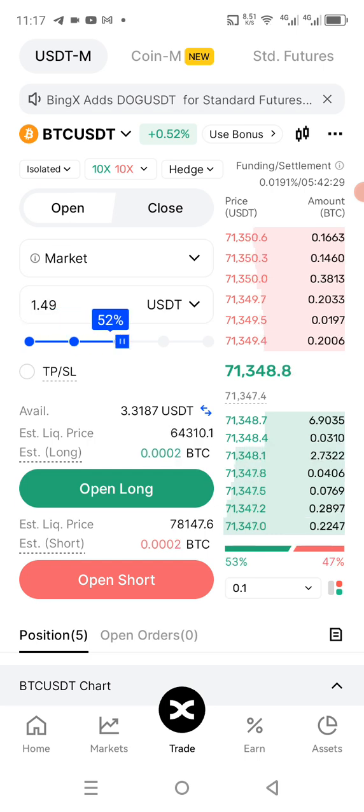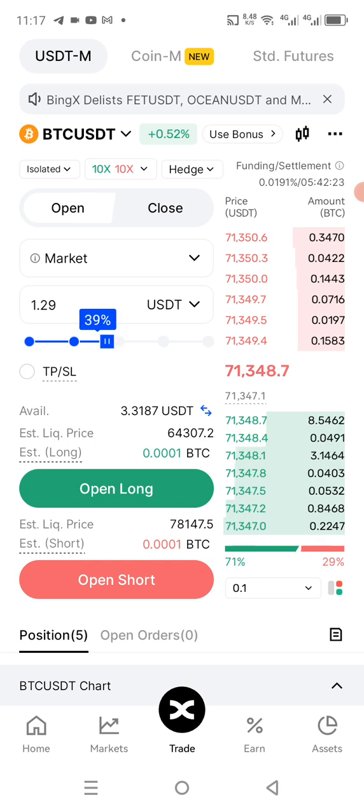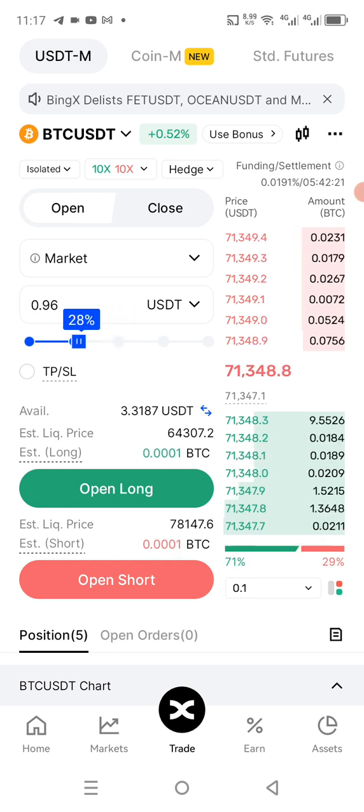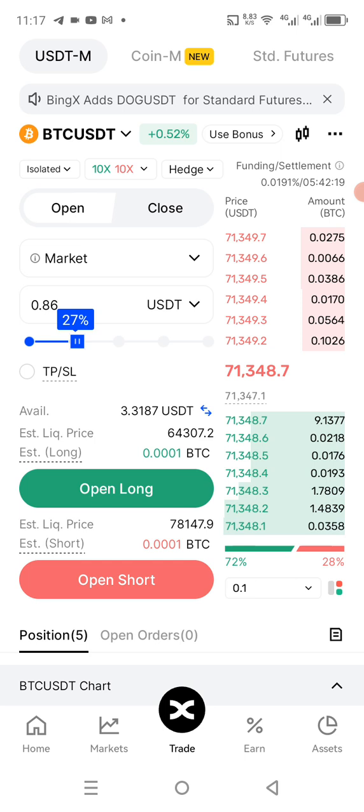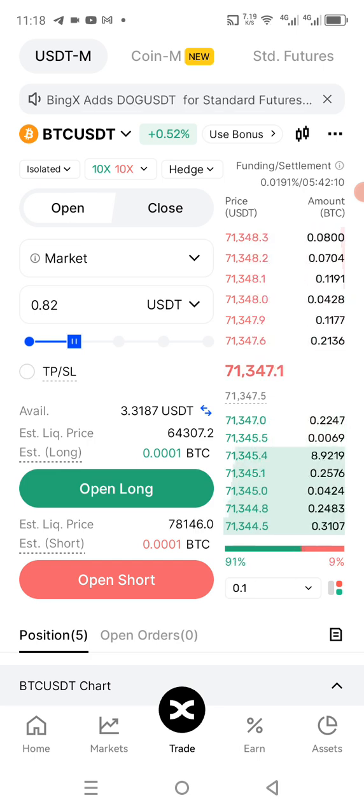Then select the amount. This is where you select the amount that you want to use. So let's assume you have $300 and you want to use 25% of the $300. You just put it on 25%. Exactly. And execute there. You go long if you believe that it will buy. But if you believe that it will sell, you click open short.